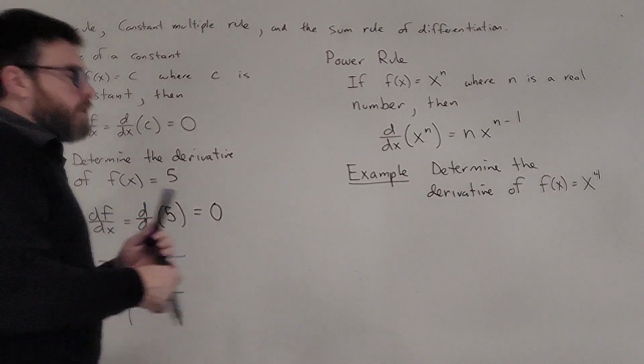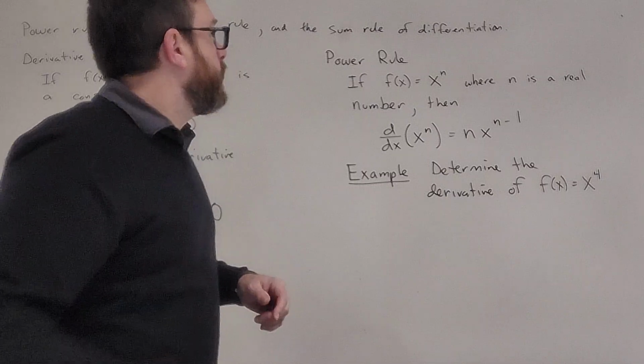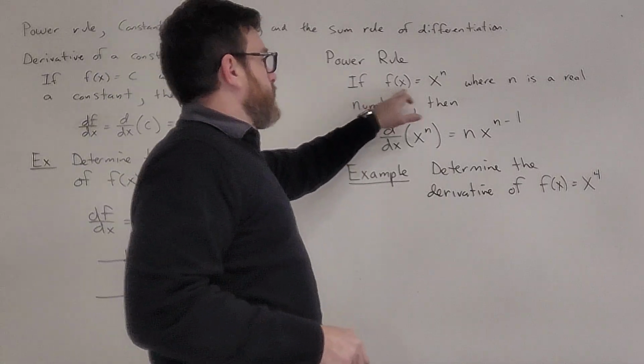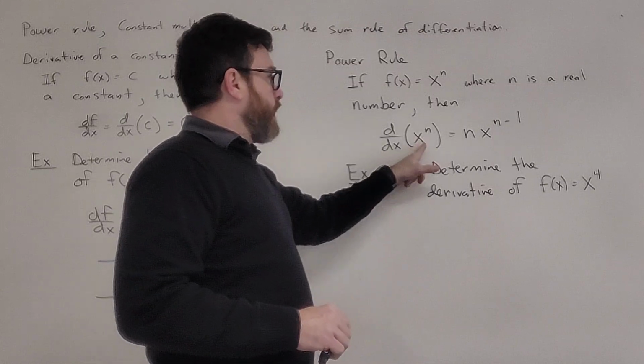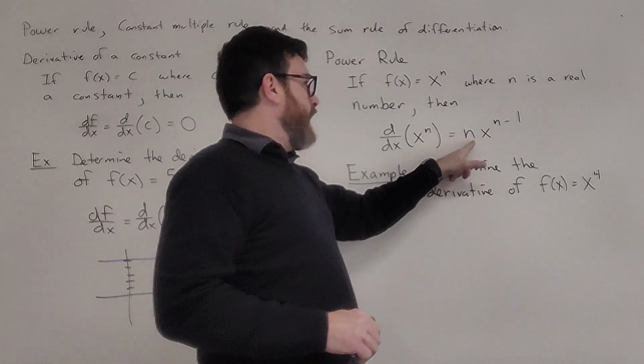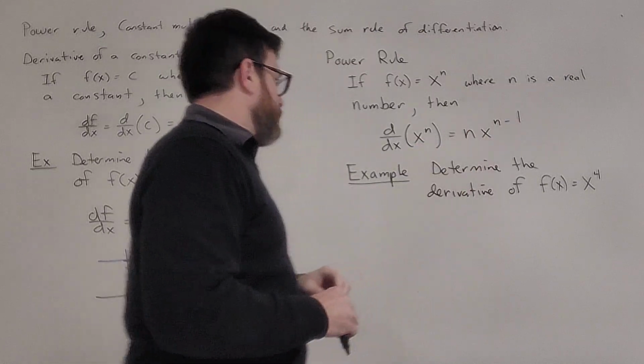Now the power rule is something we're going to use all the time. So if f of x is equal to x to the n, where n is a real number, then the derivative of x to the n is equal to n times x to the n minus 1.